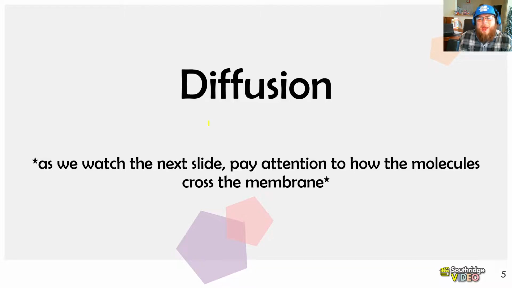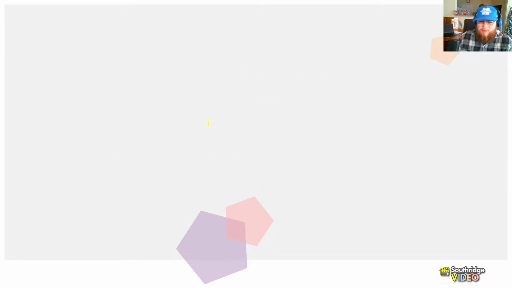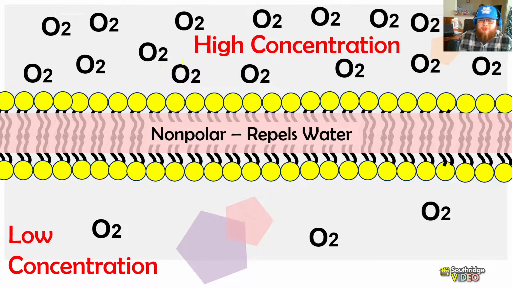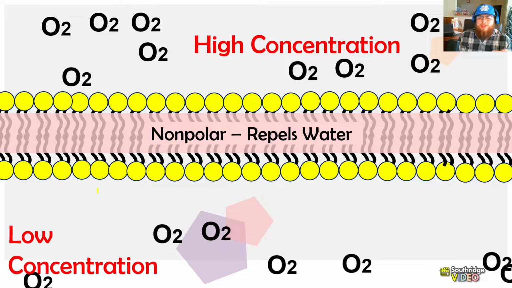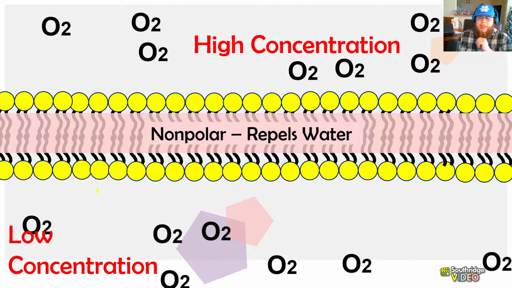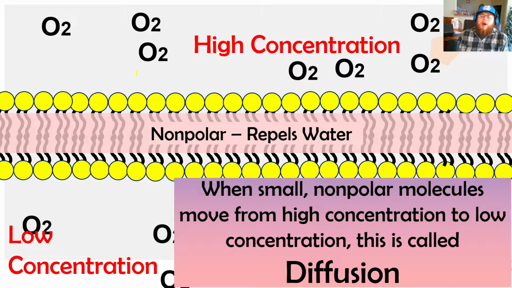As you watch the next slide, pay attention to how the molecules are crossing the membrane. Now, I want you guys to note that we have a high concentration here, meaning that there's a lot of particles up at the top, and a low concentration, so there's a low amount of oxygen within that area. Now notice what's happening as the O2 is passing through the nonpolar membrane. Again, because it's nonpolar, it'll be repelling the water. And you might have noticed that the oxygen pretty much moved in any direction that it wanted to. Because whenever small nonpolar molecules move from a high concentration to a low concentration, we call that diffusion.